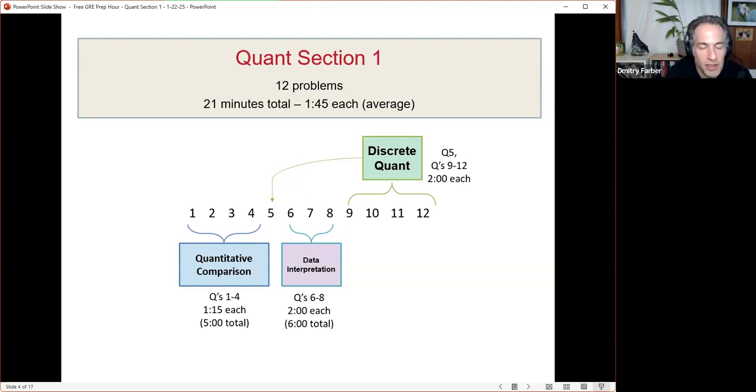The second section is fairly similar, but it takes out the data set. And you have 15 questions. So you'll have 5 quantitative comparisons and then 10 regular quant ones.